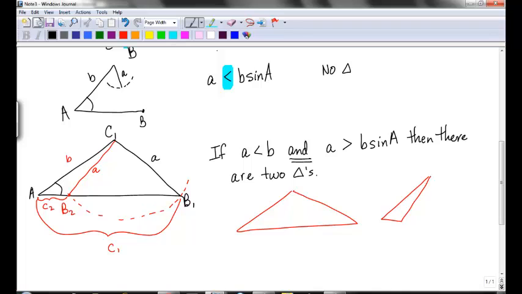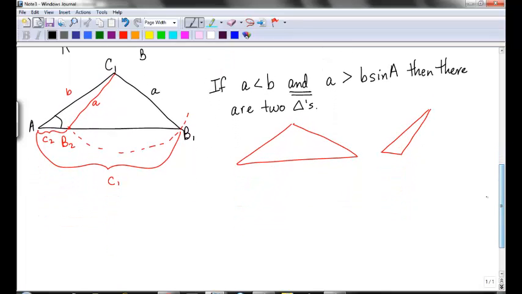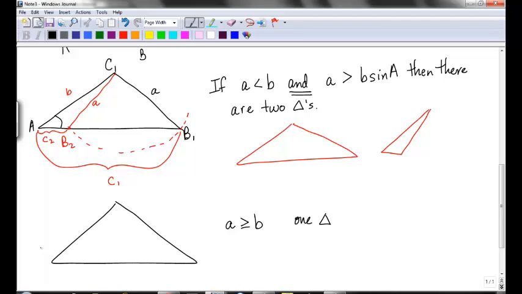Okay, we're still on case 1. If the given angle is less than 90, and side A is greater than or equal to side B, you end up with one triangle. And it would just touch once here. That's case 1, if the given angle is less than 90. And we're going to shortcut all this for the notes, for the card.